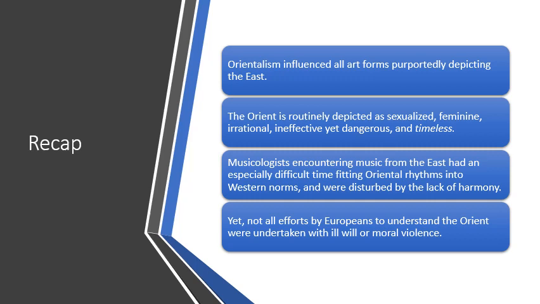Another recap is that Orientalism influenced all art forms purportedly depicting the East. Novels, painting, music, all the art forms during the 16, 17, 1800s, if they were dealing with any sort of conception of the East, the artists or composers often viewed the East through the lens of Orientalism. It was extraordinarily rare for any European to be able to escape that Orientalist way of seeing the East. The Orient is routinely depicted as sexual, feminine, irrational, ineffective yet dangerous, and timeless.